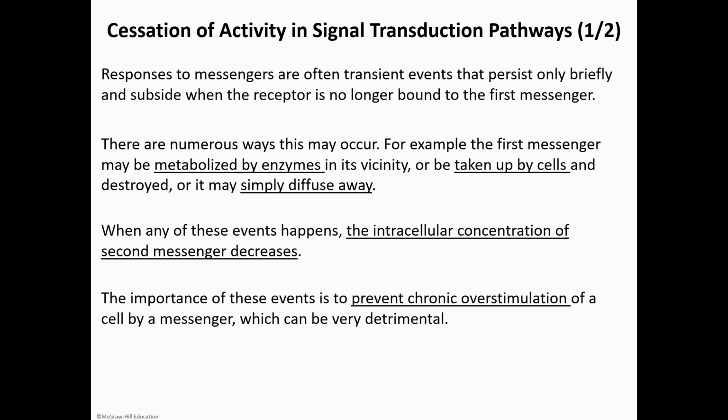Or we would have to go and change the concentration of the second messenger. Okay, like we did when we were talking about cAMP, how we decreased the level of cAMP using the phosphodiesterase enzyme. So the signal transduction pathway, in order to stop it, could happen at 3 different levels, either at the level of the ligand, the level of the receptor, or the level of the second messenger. And we want to do that in order to prevent chronic overstimulation of the cell.